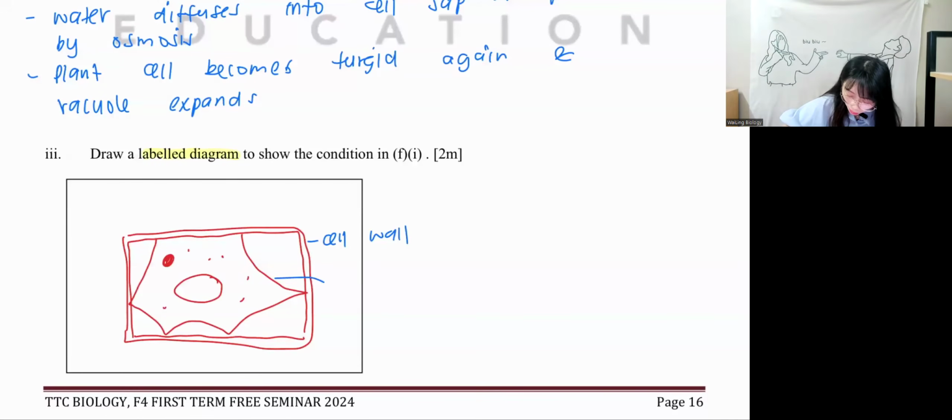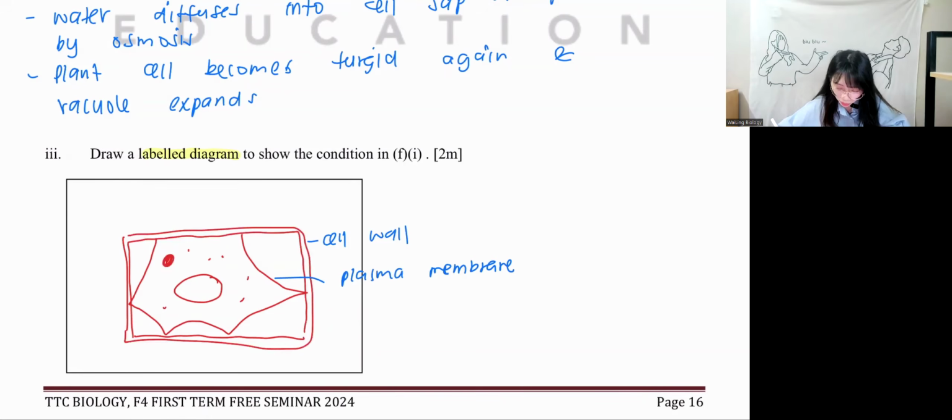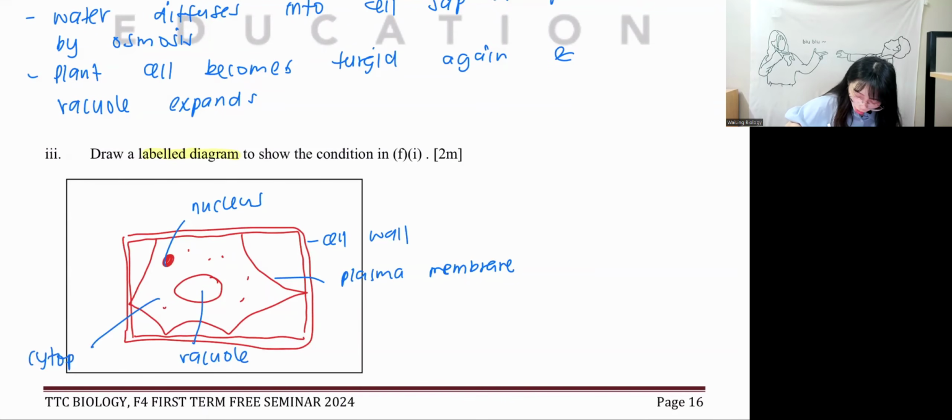Cell wall, plasma membrane, nucleus, vacuole, cytoplasm. Only have to label 5 things. Don't have to draw the rest of it. Only these 5 things. Cell wall, plasma membrane, vacuole, cytoplasm, nucleus. Remember, correct is plasma membrane, not cell membrane.